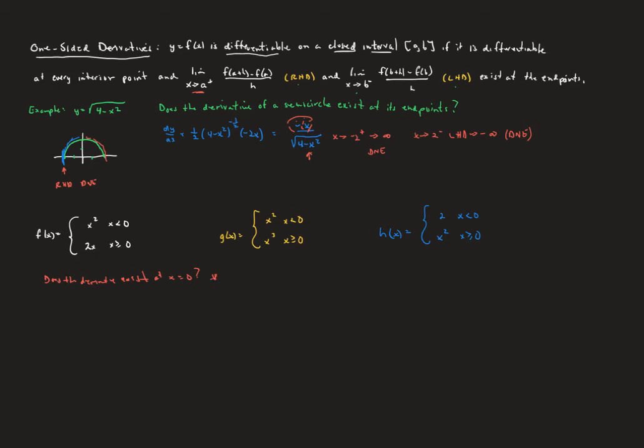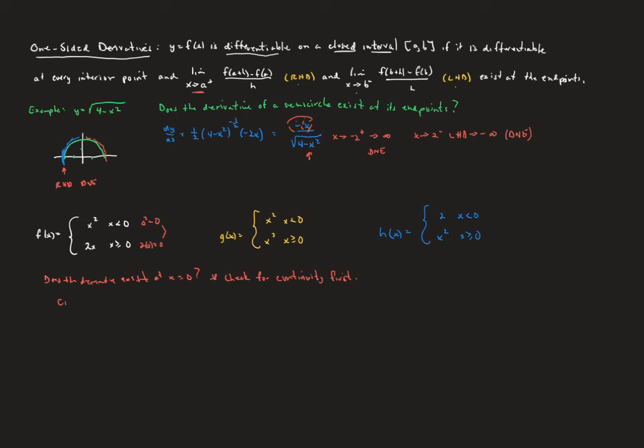So we want to check for continuity first, because if a function is not continuous, then it can't be differentiable. So on the first one, on the white one, if we plug in 0 into each of these, then 0 squared is 0, and 2 times 0 is 0. So these 2 pieces are equal to each other, and so that means it is continuous.